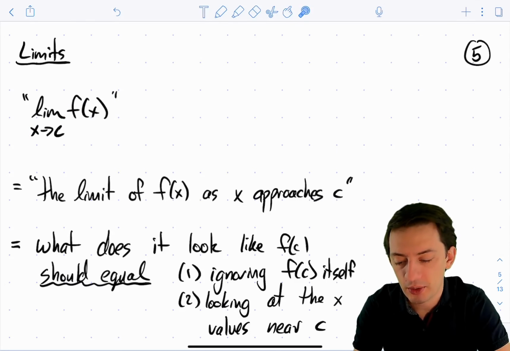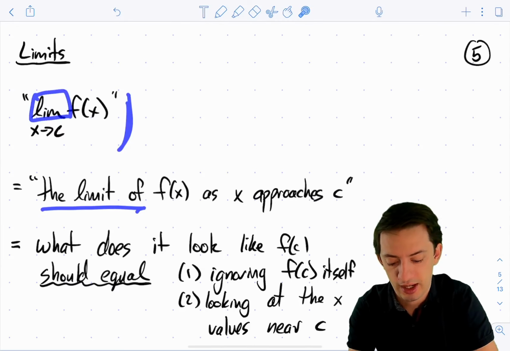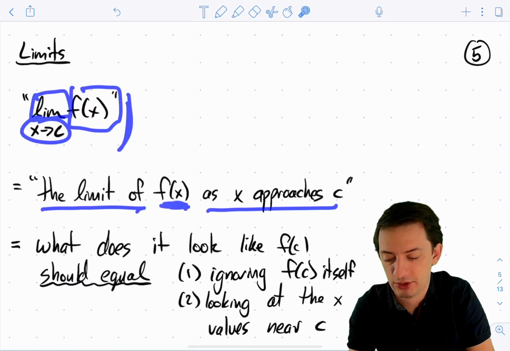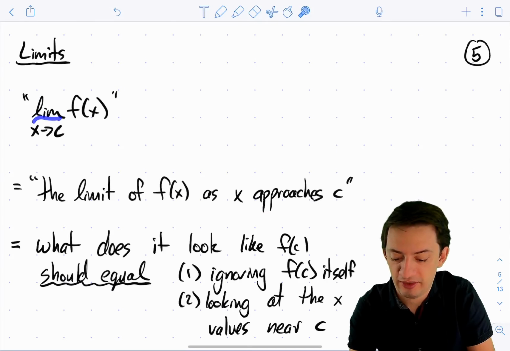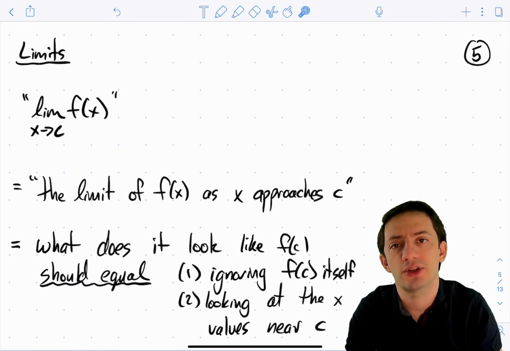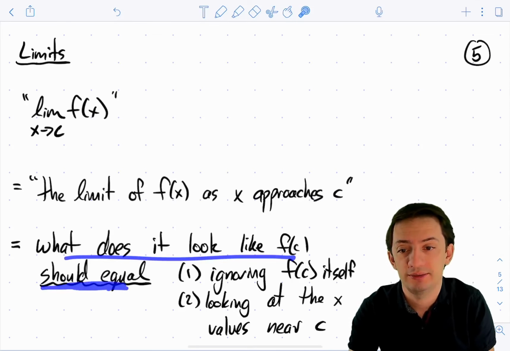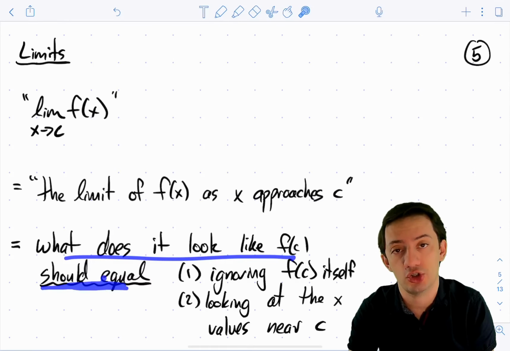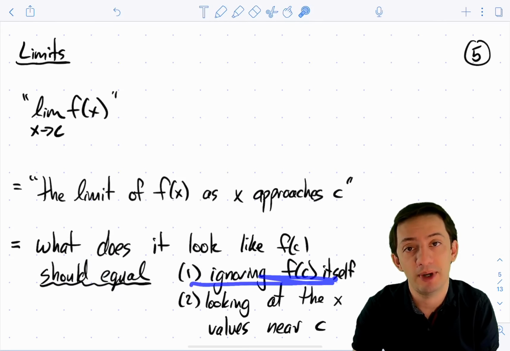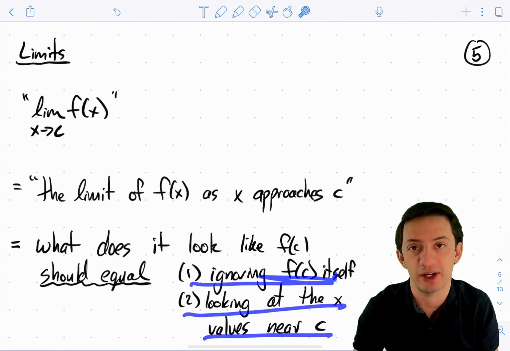So three parts. The way that we read this is that it's the limit of, that's this part, the limit of f of x, that's this part, as x approaches c. That's this third part. So the limit of f of x as x approaches c. And all we're really asking here is a very similar question to the one that we asked about continuity. What does it look like f of c should be? Not asking what it is, what does it look like it should be if you, number one, ignore f of c itself, it might not exist. But if it does, ignore it completely and look instead only at the x values near it.